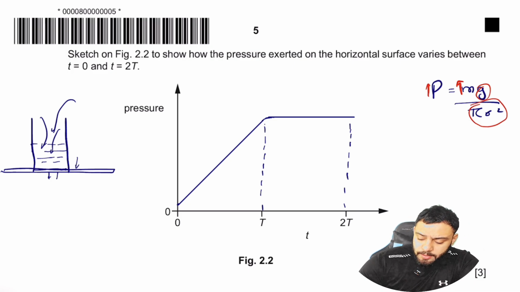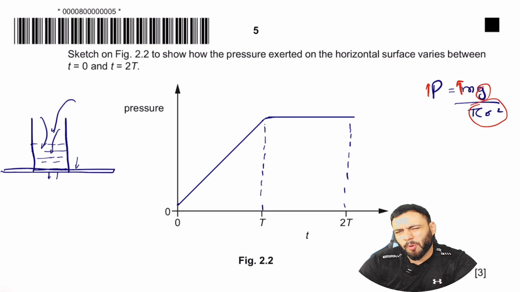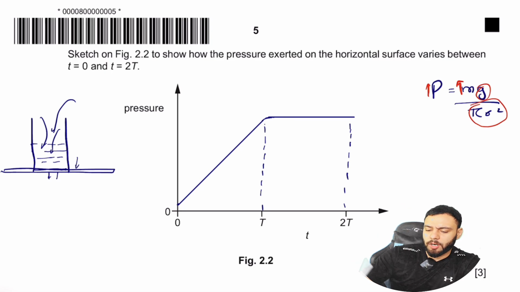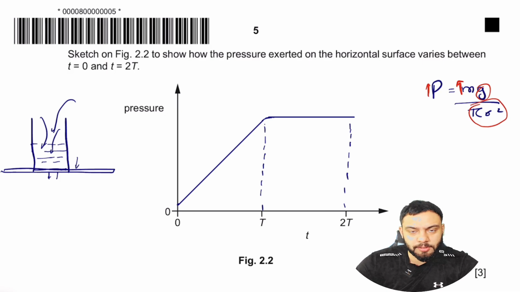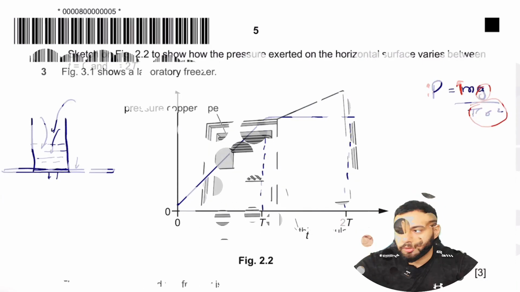Again, there's some pressure because of the mass of the beaker. The pressure increases as the water in the beaker increases. At time t, there's no more water flowing into the beaker. So this is the maximum pressure point, and this would remain constant until somebody takes out some water from the beaker or pours some more water in. Till then, the pressure is going to be the same. That's all for question number 2.